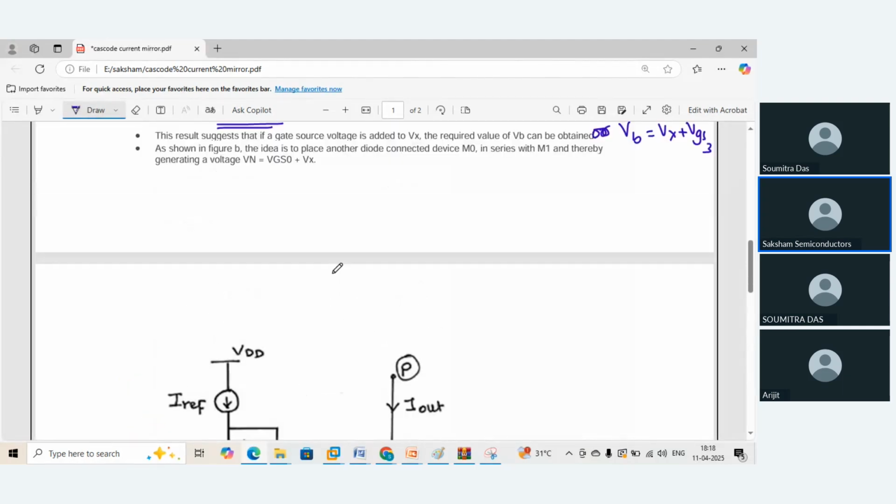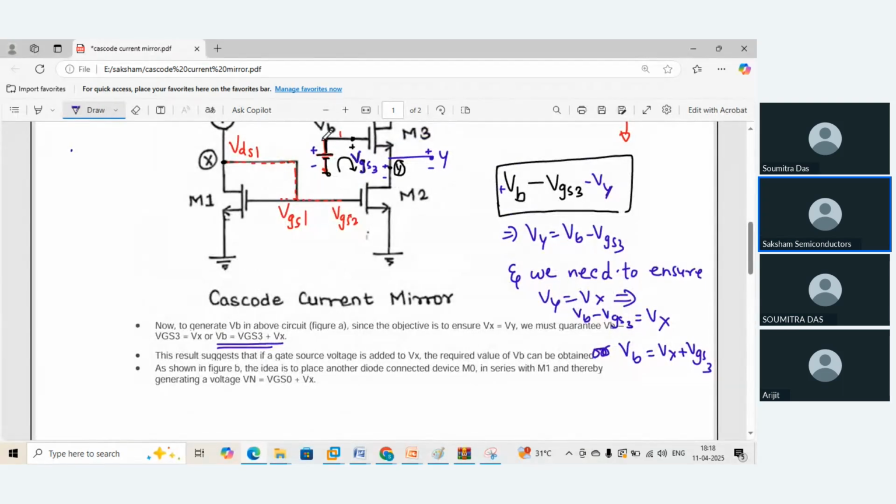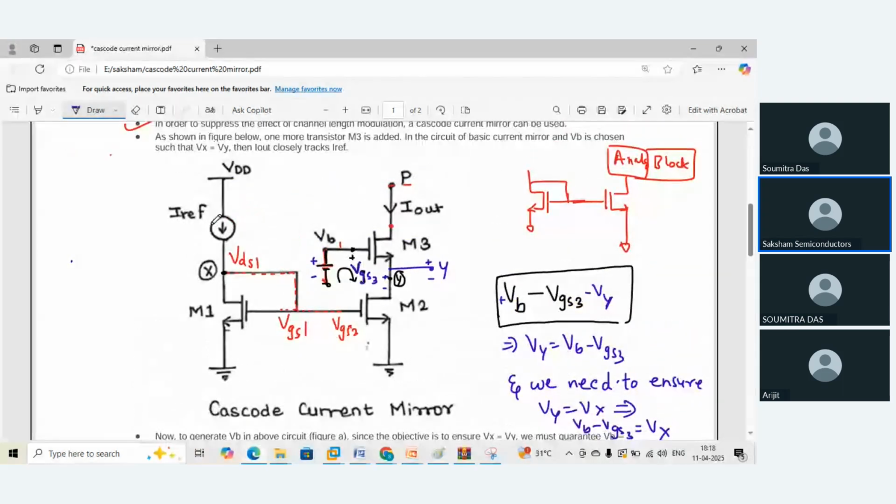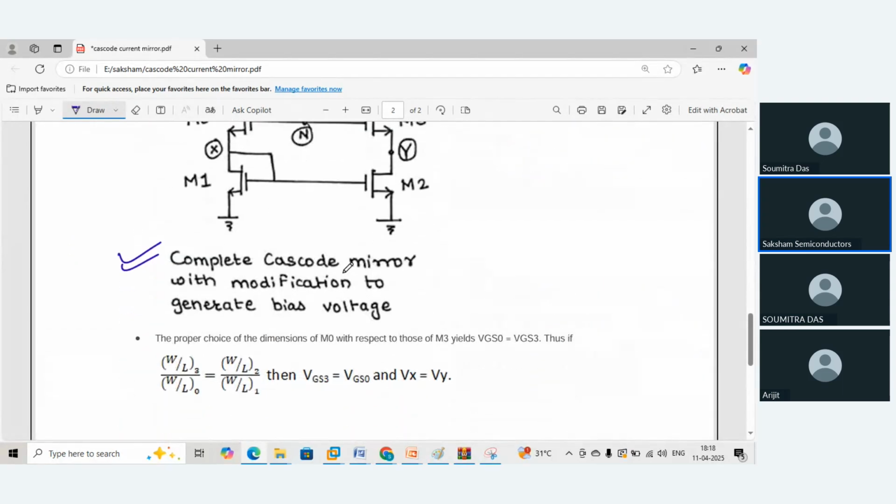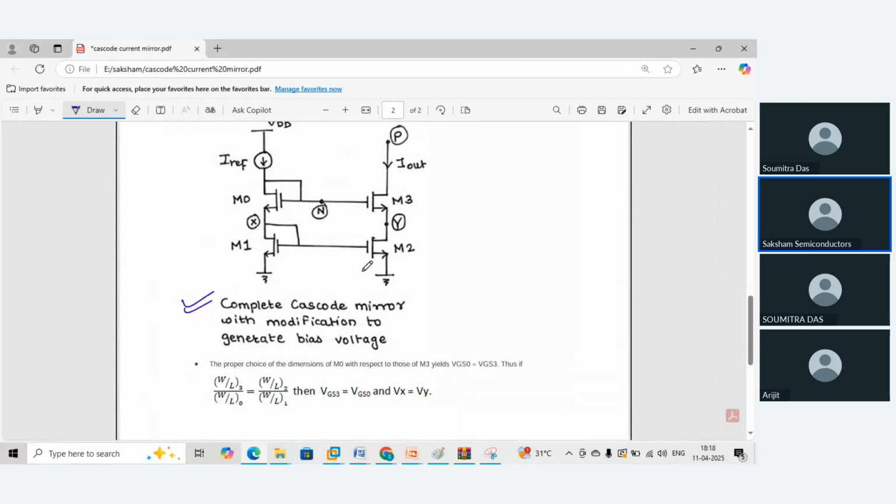So what I did over here, instead of using this VB as an independent voltage, because this Vx is totally dependent on VDD, I add one more MOSFET over here, and through that MOSFET I'll attach this gate to this M3, which results into this thing. So this would ensure a proper modification, such that VGS3, or basically Vx, is equal to Vy. My ultimate goal is to make sure that Vx is equal to Vy.